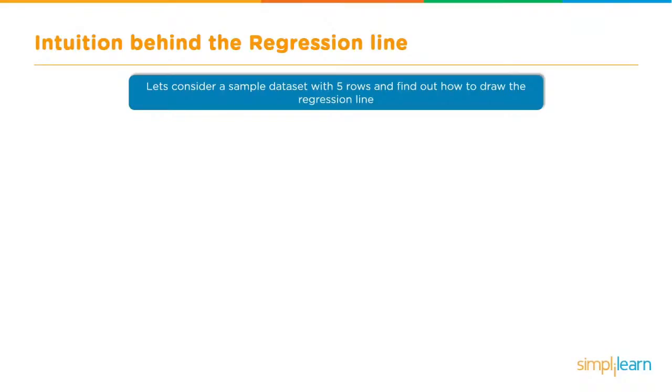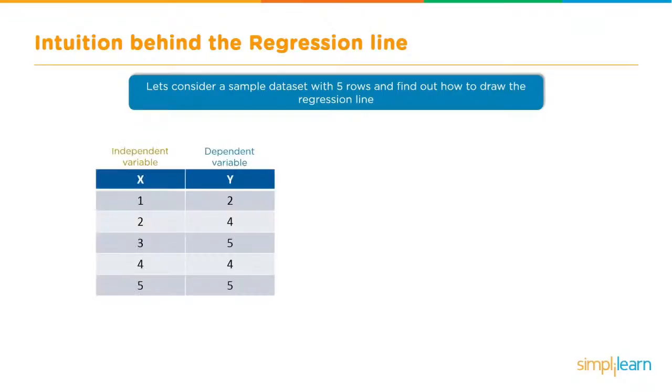It is, however, good to have an idea of what's going on, so if people reference the different terms, you'll know what they're talking about. Let's consider a sample data set with 5 rows and find out how to draw the regression line. We're only going to do 5 rows because if we did the rainfall with hundreds of points of data, it would be very hard to see what's going on with the mathematics.